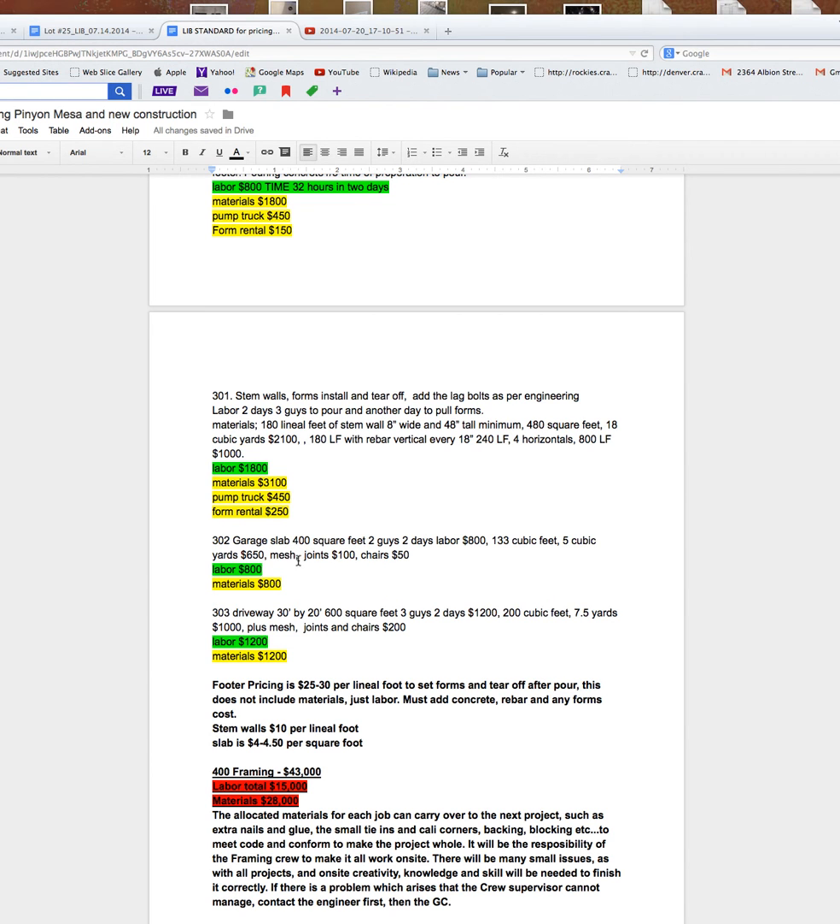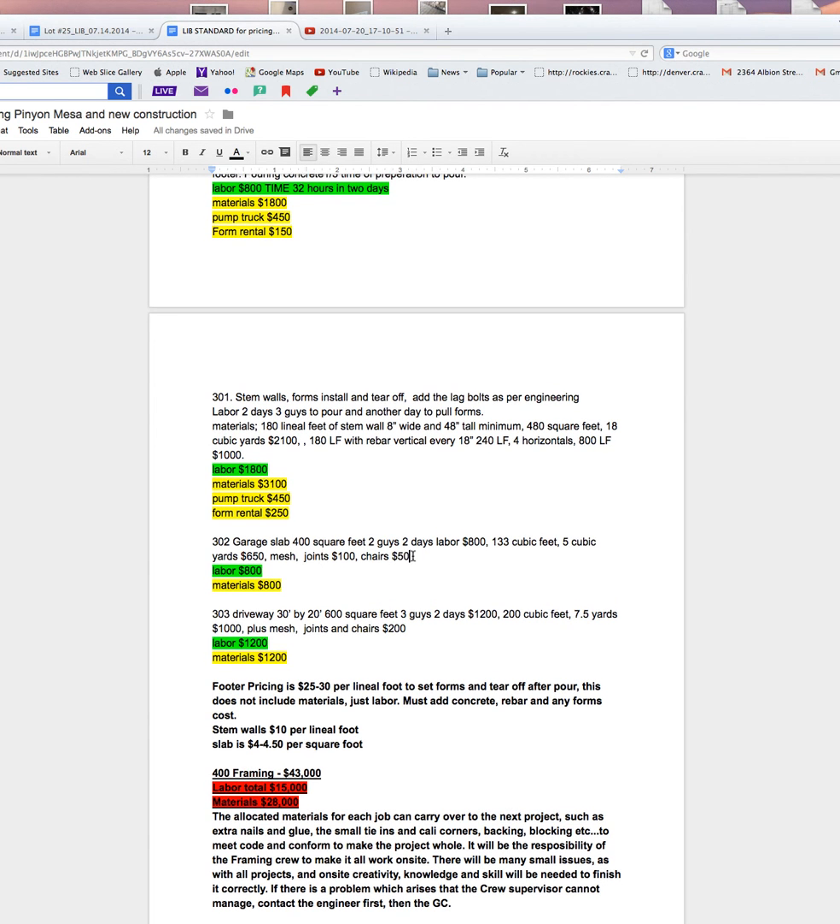$650, and then mesh and joints. Your mesh is what you roll out. It's 4-inch by 4-inch squares of metal mesh, and it holds the concrete together. Joints, $100. So I just combined mesh and joints, rolled into one fee of $100.